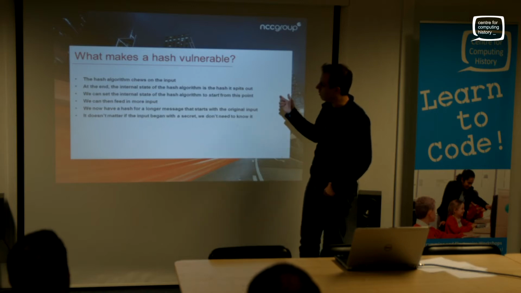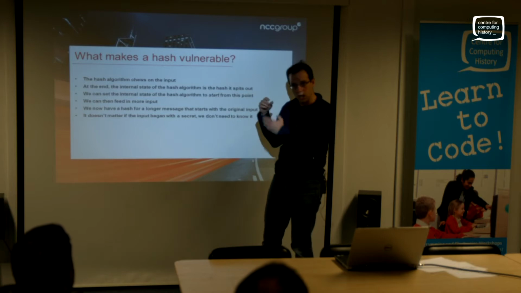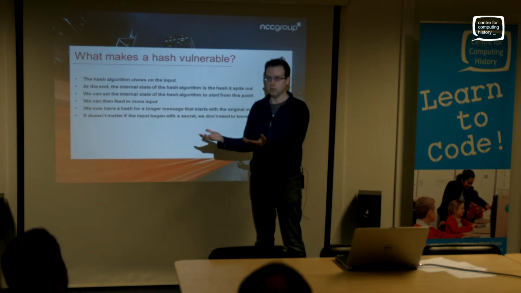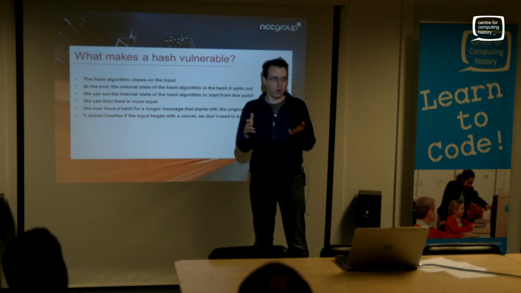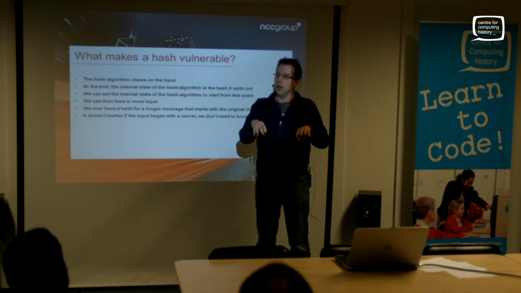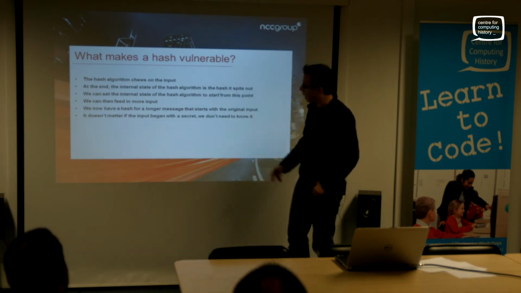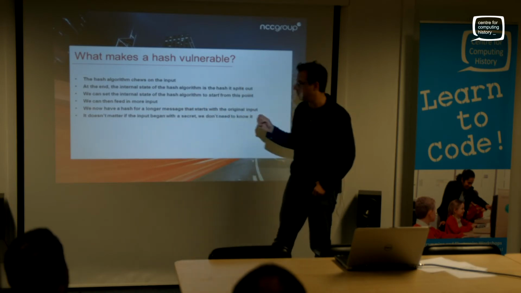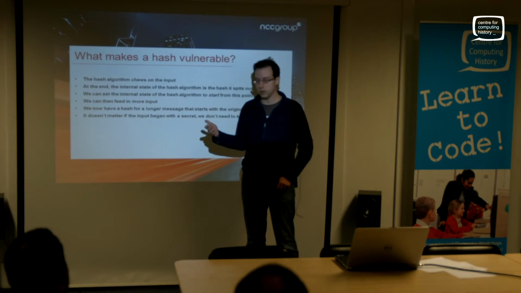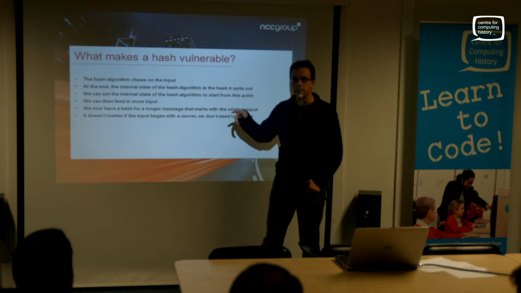The point here is that we can set the internal state of the hash algorithm to start from the hash that we've seen. If you have a hash given to you, you can set MD5 to start at that hash point, set its internal state, and then carry on and feed it some more. So now you have a hash for a longer message that starts with the original input. And it doesn't matter if that input began with a secret, because you don't need to know that.